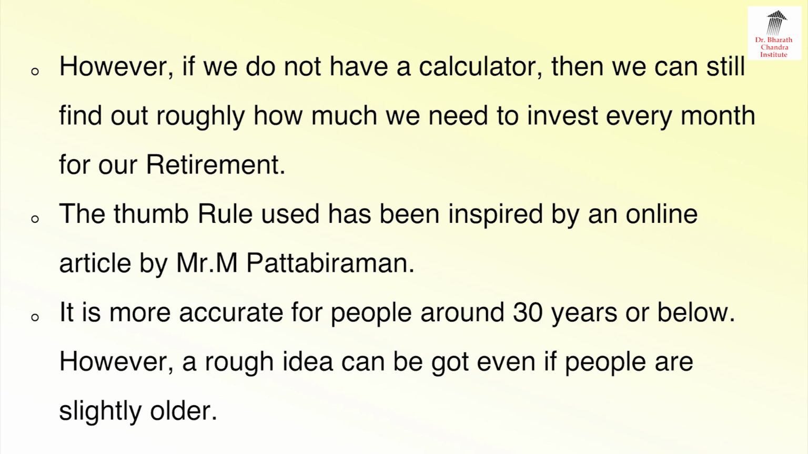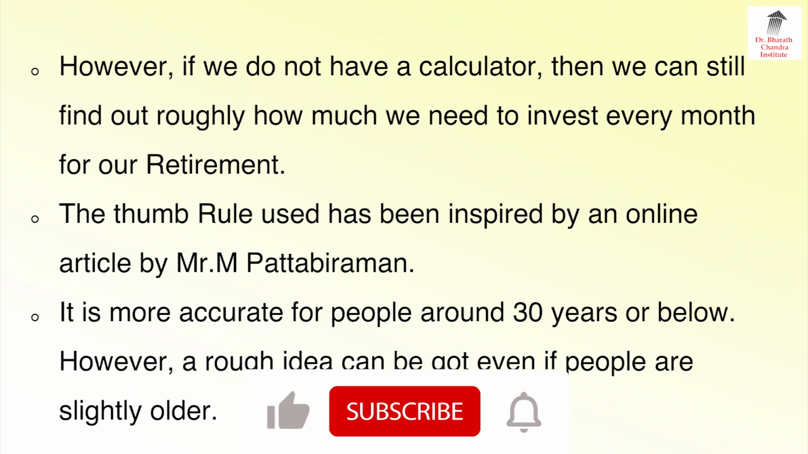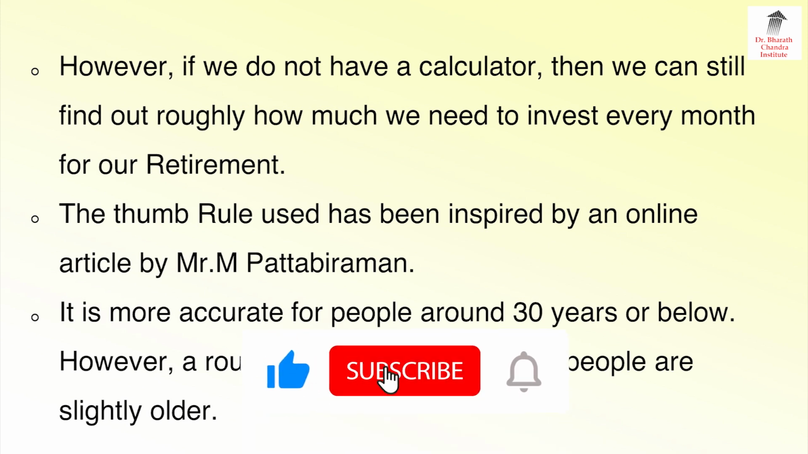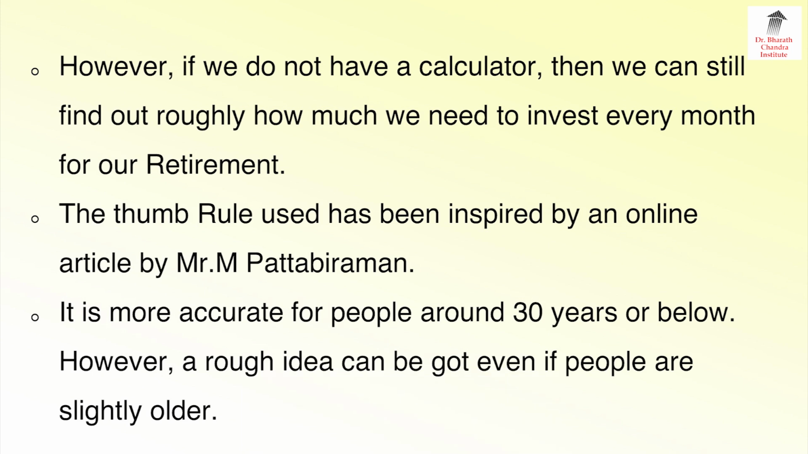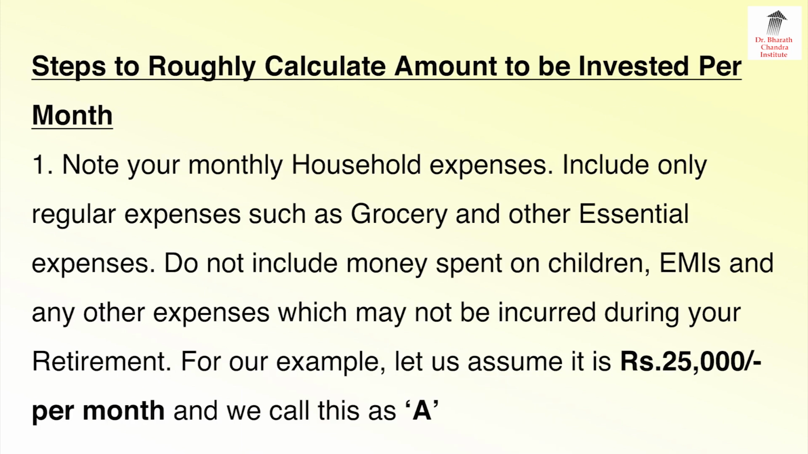The thumb rule used has been inspired by an online article by Mr. M. Pattabhiraman. It is more accurate for people around 30 years or below. However, a rough idea can be got even if people are slightly older. Steps to roughly calculate amount to be invested per month.